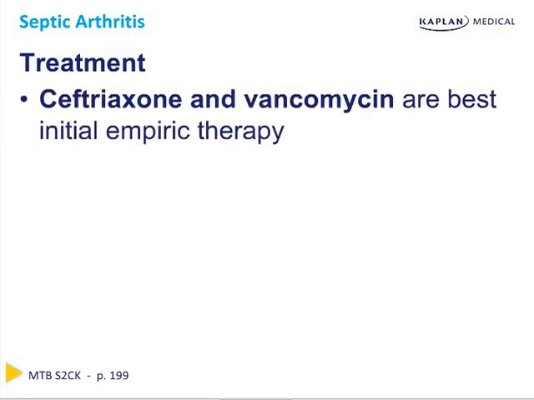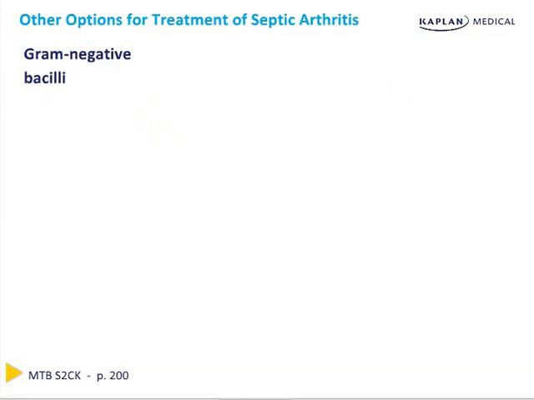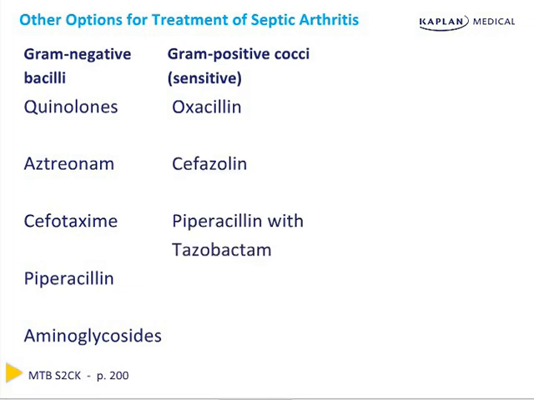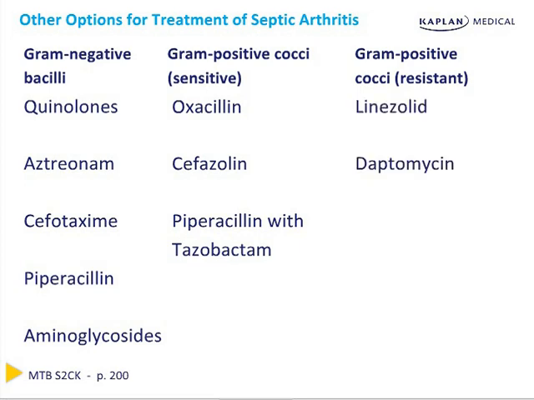Ceftriaxone and vancomycin are the best initial empiric antibiotic therapy for septic arthritis. Once you have your gram stain, you can then tailor your antibiotics appropriately. If they present to you with gram-negative bacilli, you have the option of treating with quinolones, aztreonam, cefotaxime, piperacillin, or aminoglycosides. If you have gram-positive cocci that are sensitive, you can use oxacillin, cefazolin, or piperacillin with tazobactam. If you have gram-positive cocci that are resistant, you're limited to linezolid, daptomycin, ceftaroline, or tigecycline.